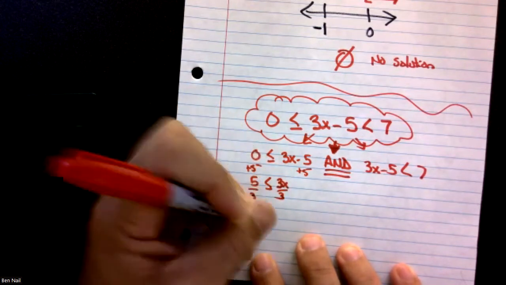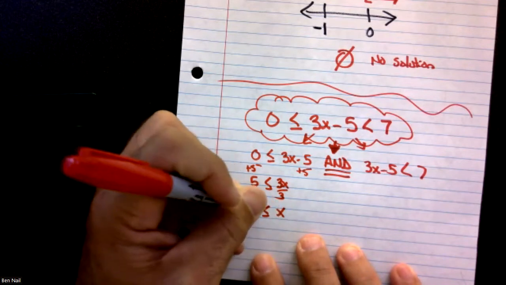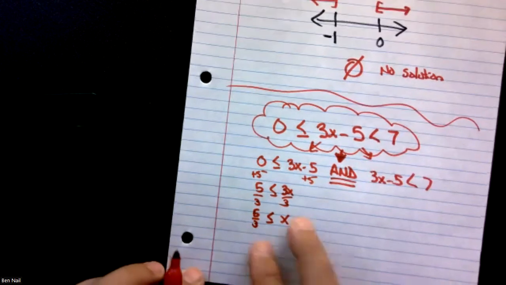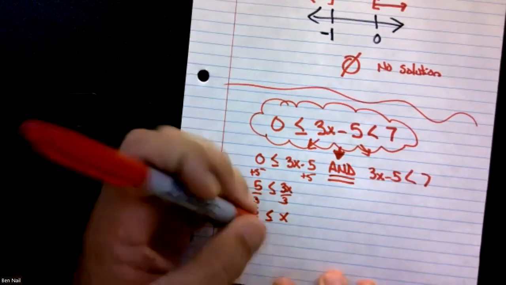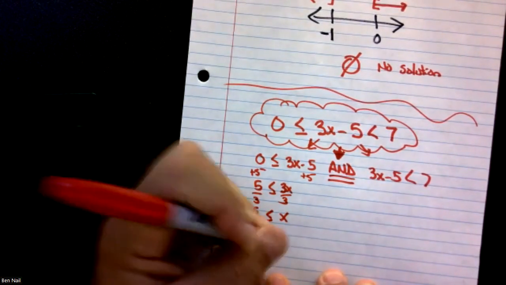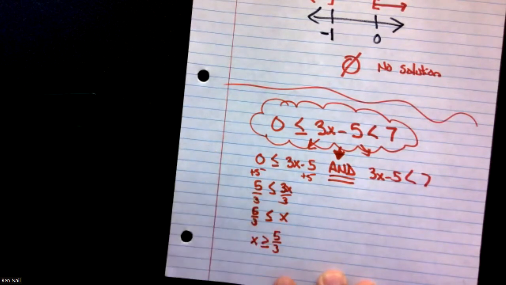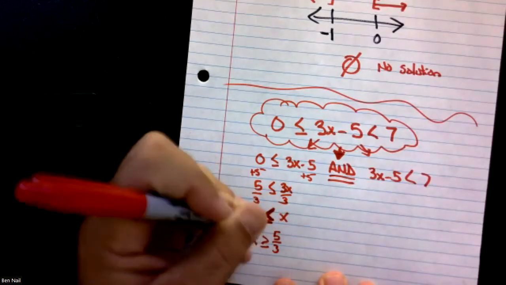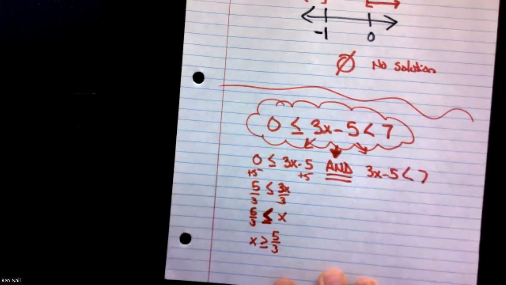5 by 3. X is greater than or equal to 5 thirds. Now, I'm actually going to flip this because I like my x's being on the other side. So x is greater than or equal to 5 thirds. Pay attention to how the symbol relates to the x. Okay, it's saying the x is greater than. X is greater than.